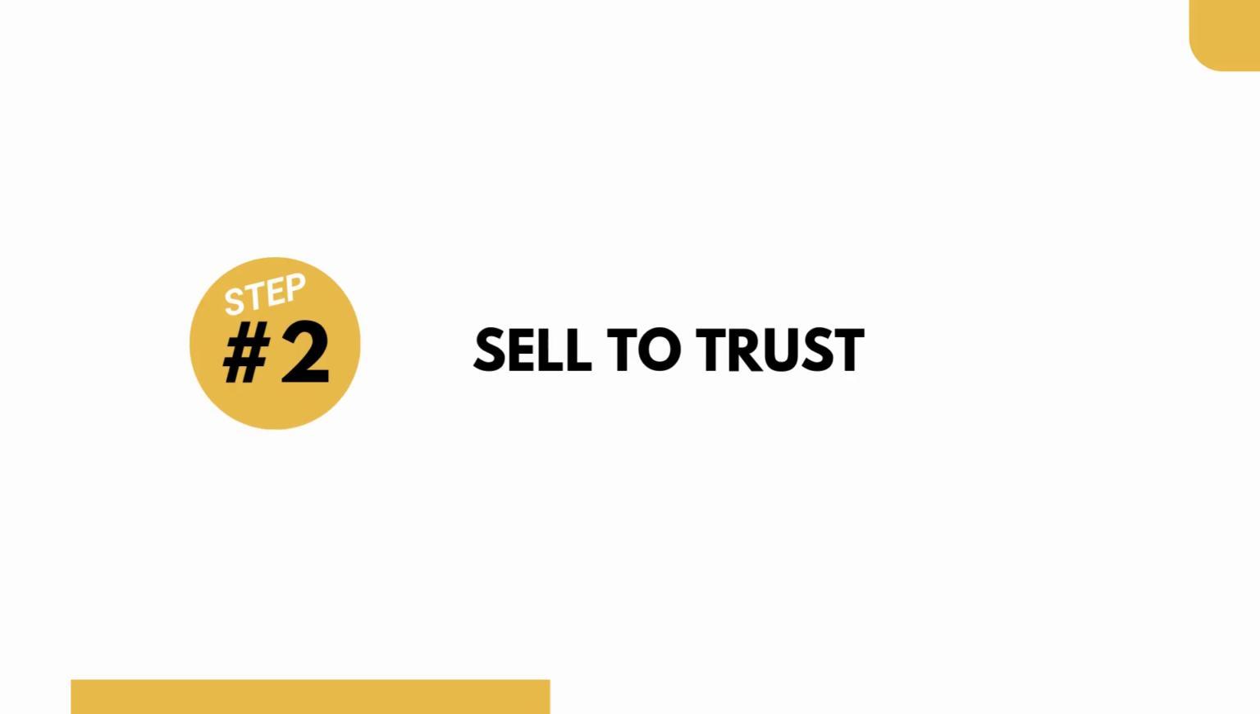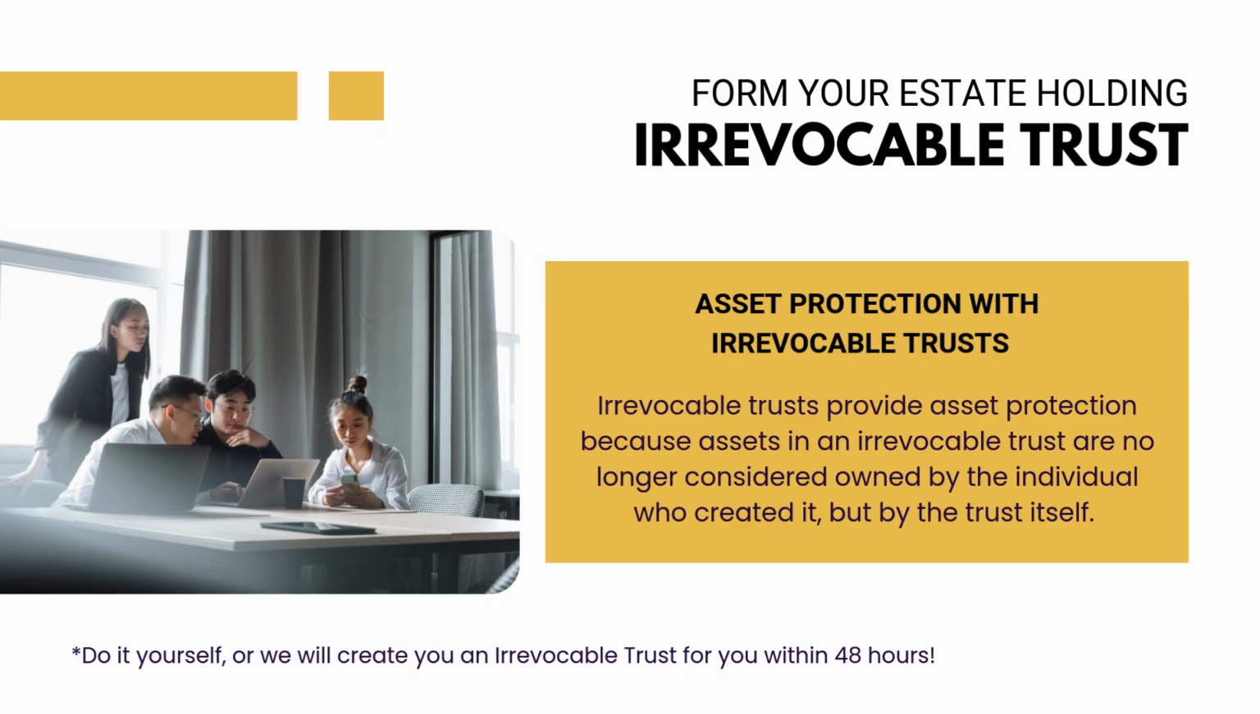Step 2, sale to trust. Now, once you've presented the negotiable instrument to the mortgage company and or the bank, that debt is totally satisfied. Now, you want to make sure that you can protect that property, so you're going to sell it and or transfer it to a trust, but not just any trust. We're going to form an estate holding, irrevocable trust.